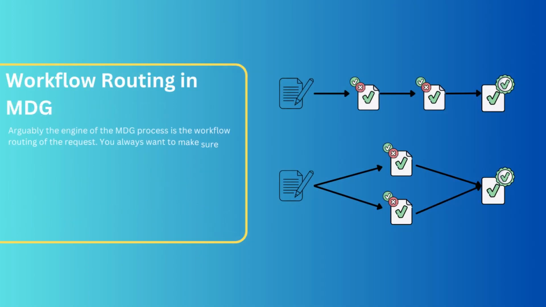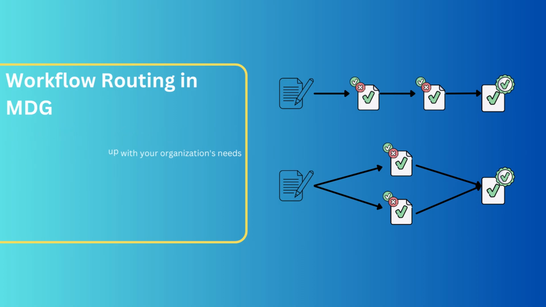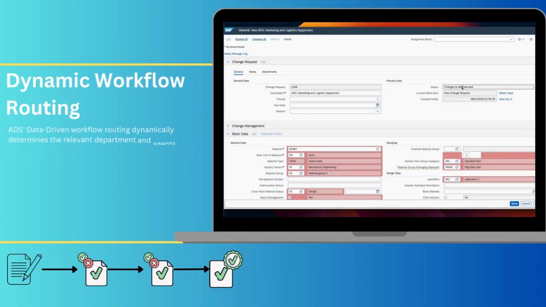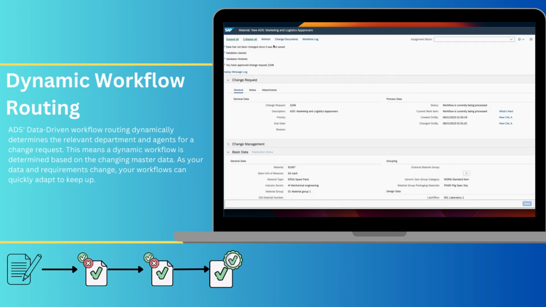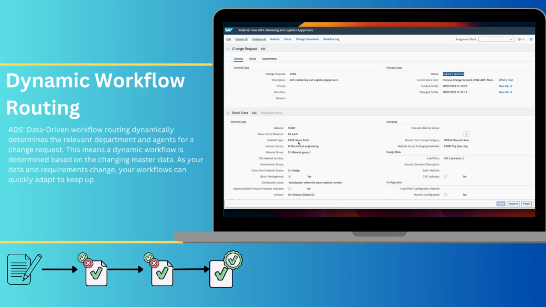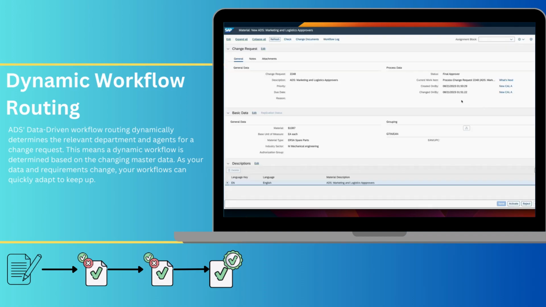Arguably, the engine of the MDG process is the workflow routing of the request. You always want to make sure that your workflows can keep up with your organization's needs. ADS's data-driven workflow routing dynamically determines the relevant department and agents for a change request. This means a dynamic workflow is determined based on the changing master data. As your data and requirements change, your workflows can quickly adapt to keep up.